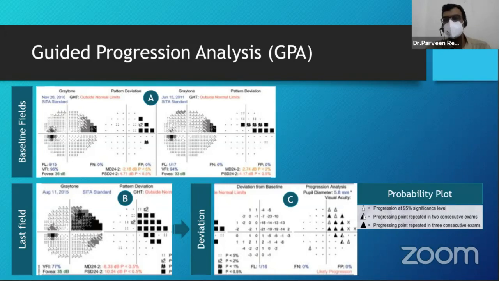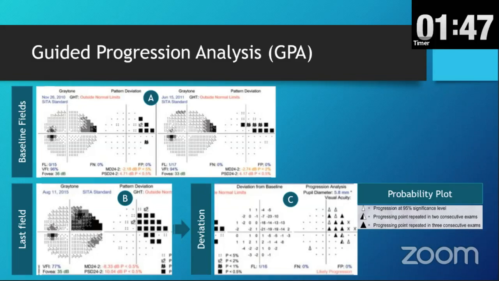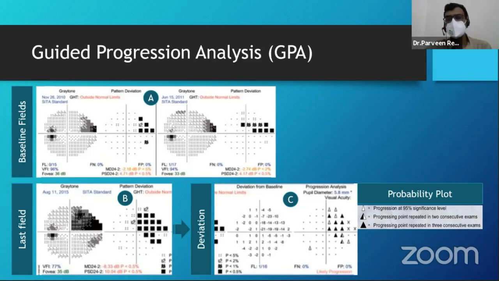If there are half-shaded triangles, it means the machine detects a change which is repeated in two consecutive fields, so that is half shaded. If the change is present in 3 consecutive fields, that is totally shaded. So this is a progression indicator. In the deviation plot, a message is also written in red ink: likely progression. So the machine tells you that likely progression is happening. For a general practitioner, it is very helpful when he gets this type of information that progression is likely in this patient.